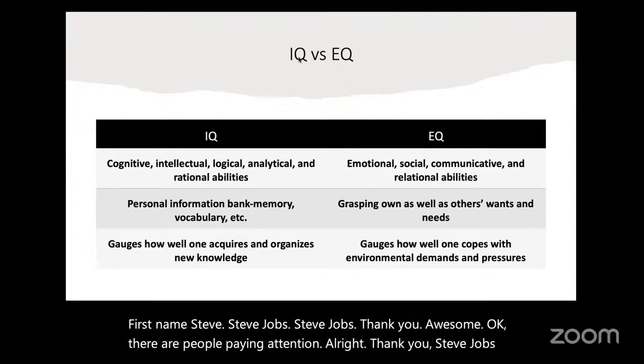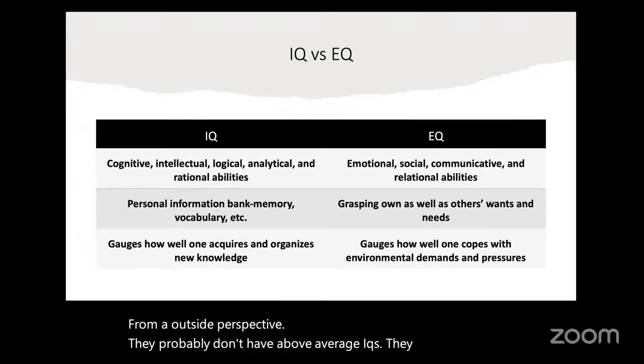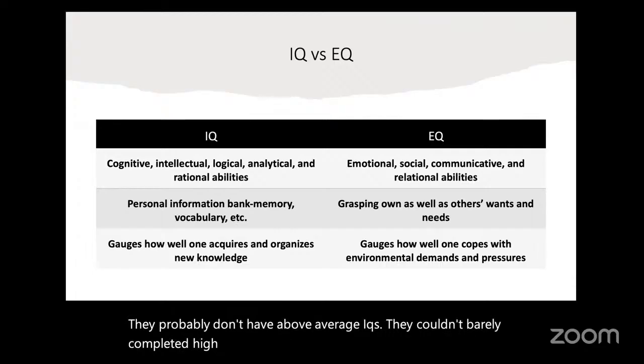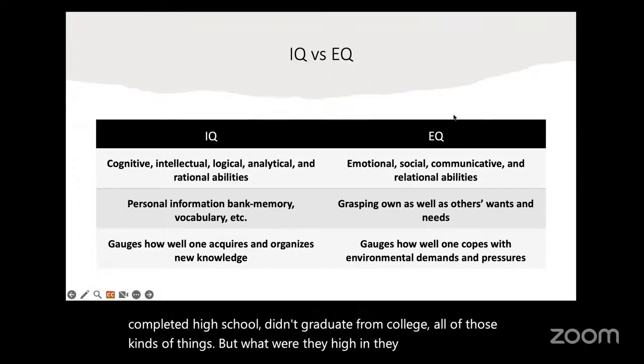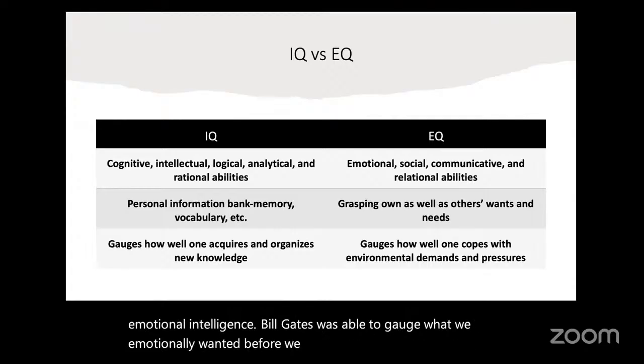These individuals, if you looked at their IQs from an outside perspective, probably don't have above average IQs. They barely completed high school, didn't graduate from college, all of those kinds of things. But what were they high in? They were high in emotional intelligence. Bill Gates was able to gauge what we emotionally wanted before we ever wanted it.